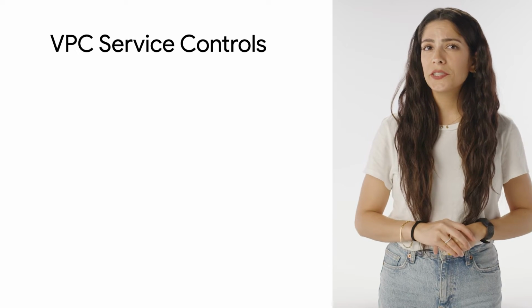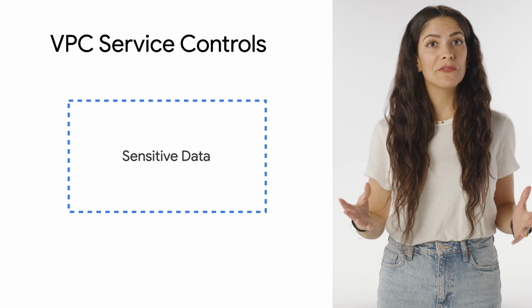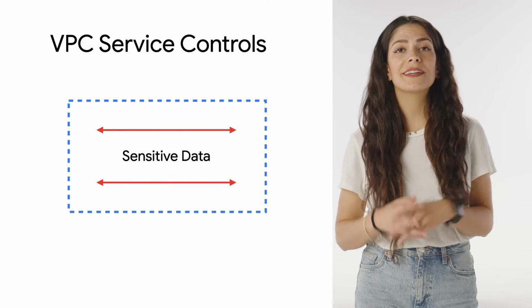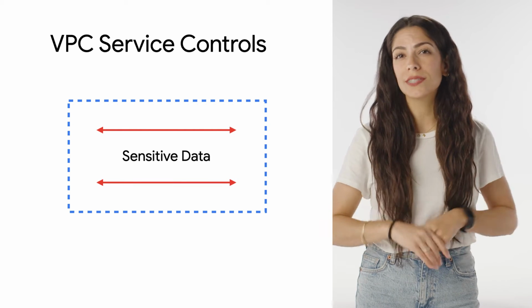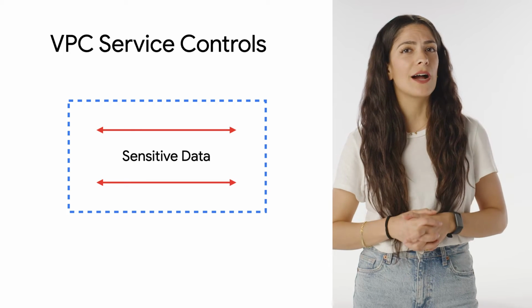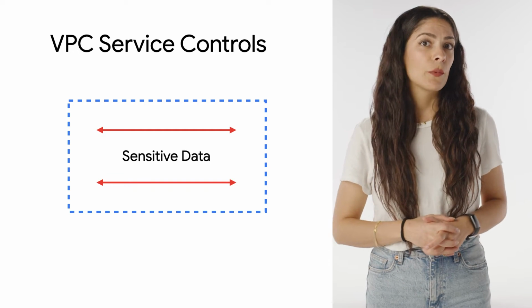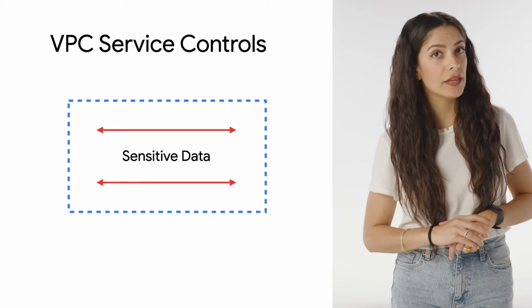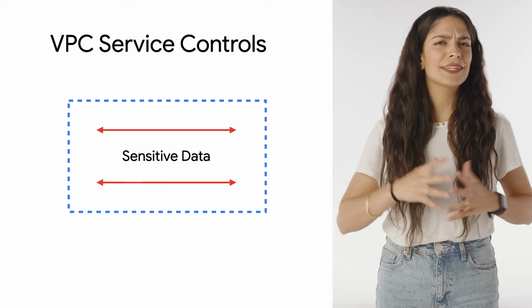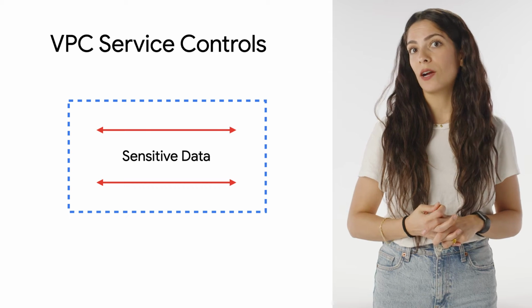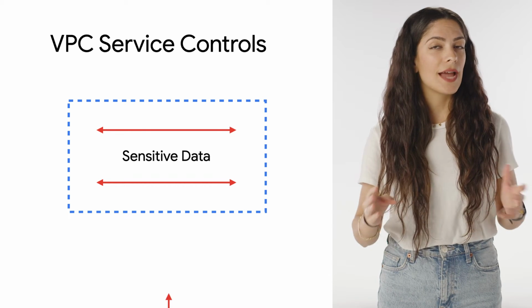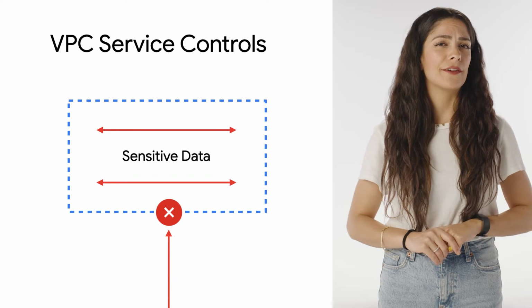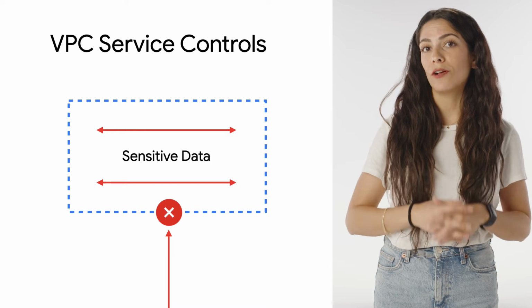Security administrators can use Virtual Private Cloud, or VPC, Service Controls to create a security perimeter around sensitive data stored in Google Cloud Platform resources. When the perimeter is enforced, resources can easily share data within the perimeter boundary as long as IAM and VPC firewall policies allow it. Any access from the outside, on the other hand, is restricted by default.